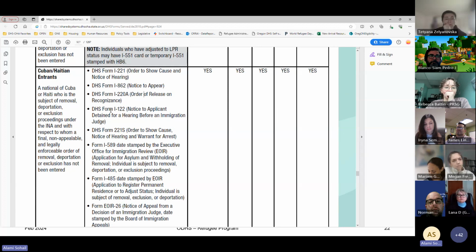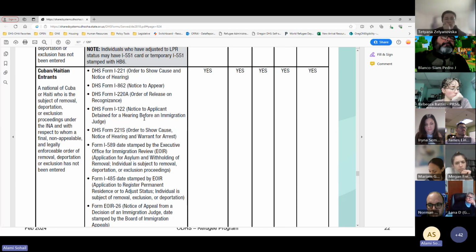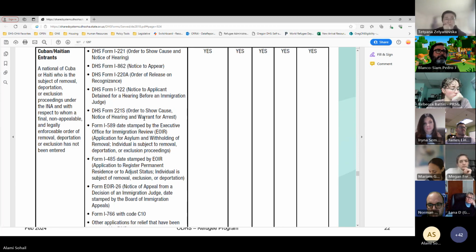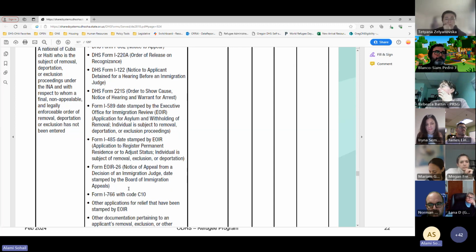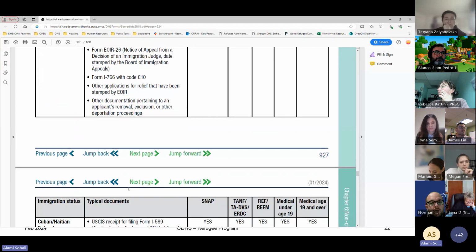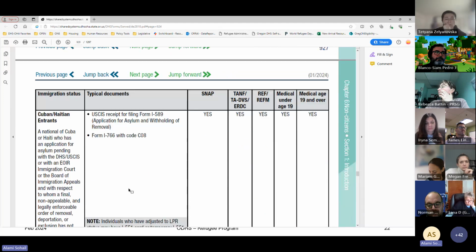Some of these we had sample copies of, and we see more prevalently. That's why I listed them there. But there's a bunch of documents that you would see, which is another reason I didn't put it on the slide deck, because it would have been too detailed. So you can see any of these documents for a Cuban and Haitian entrant who has not been paroled. And it's a very exhaustive list.